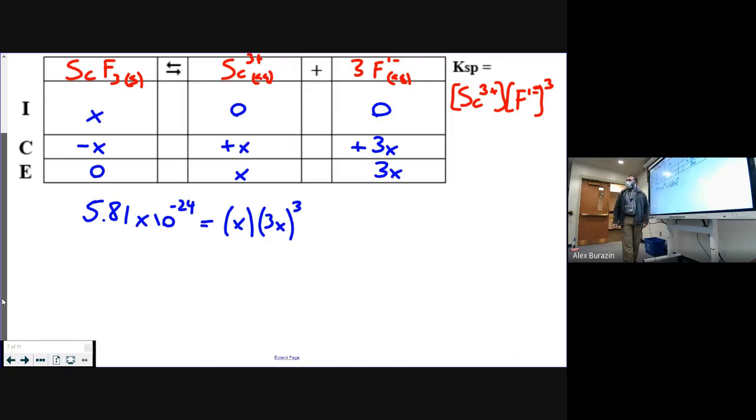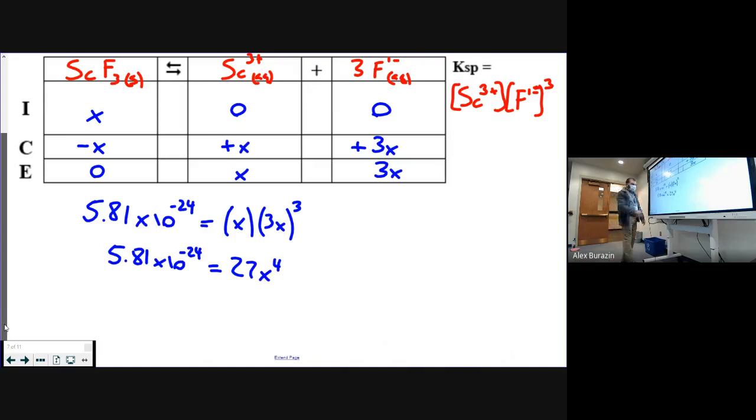Can I combine these? Is that mathematically allowed? Yes, 27x to the fourth. Correct. I totally can. That's allowed. They're multiplied together, right? So I'm going to end up with 27x cubed times another x, which means I have 27x to the fourth. So I have 5.81 times 10 to the negative 24 equals 27x to the fourth power.